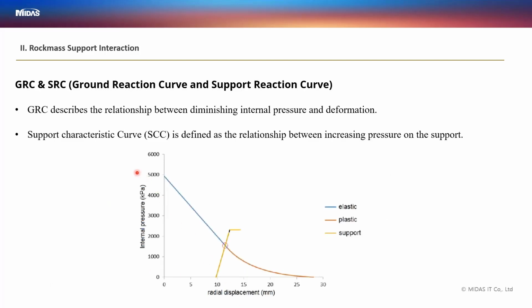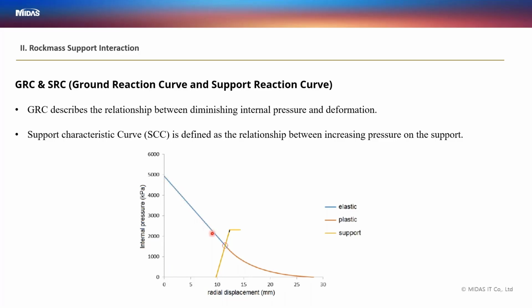Now, the most important terminologies for the tunnel are GRC, SRC, and in the next slide, LDP. What is the meaning of GRC? GRC describes the relationship between the diminishing internal pressure and the deformation. Let's say you excavate the tunnel and the total amount of internal pressure generated is 5,000 kPa. Until you are excavating the tunnel, the pressure is 5,000 while the deformation is 0. If deformation is occurring, like you are providing certain relaxation, your internal pressure is decreasing according to the deformation.